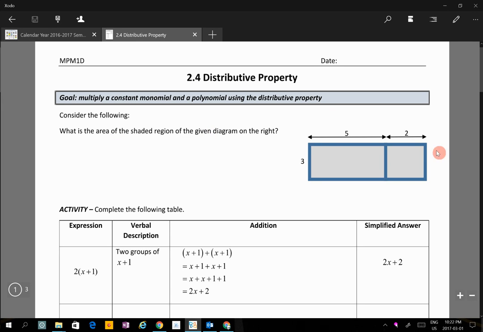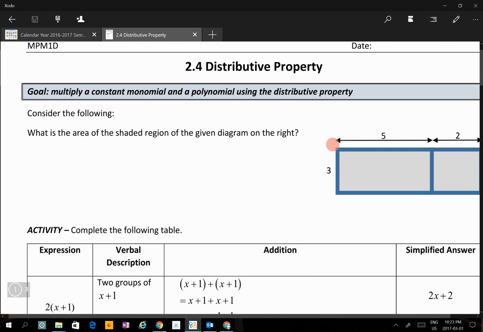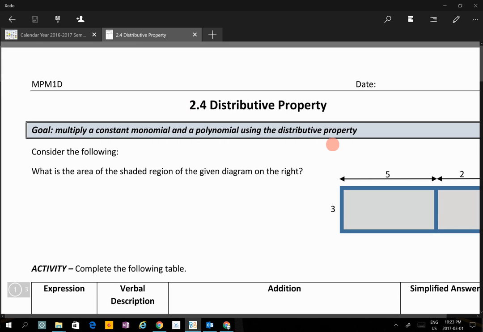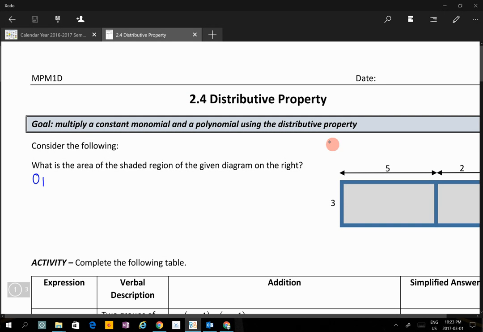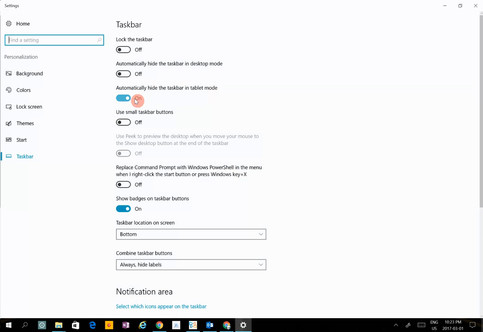I have this diagram here on the right. It consists of these two rectangles, and I'm asking you for the area of this diagram. If we consider the entire diagram as a whole, one big shape, I'll call this option number 1.